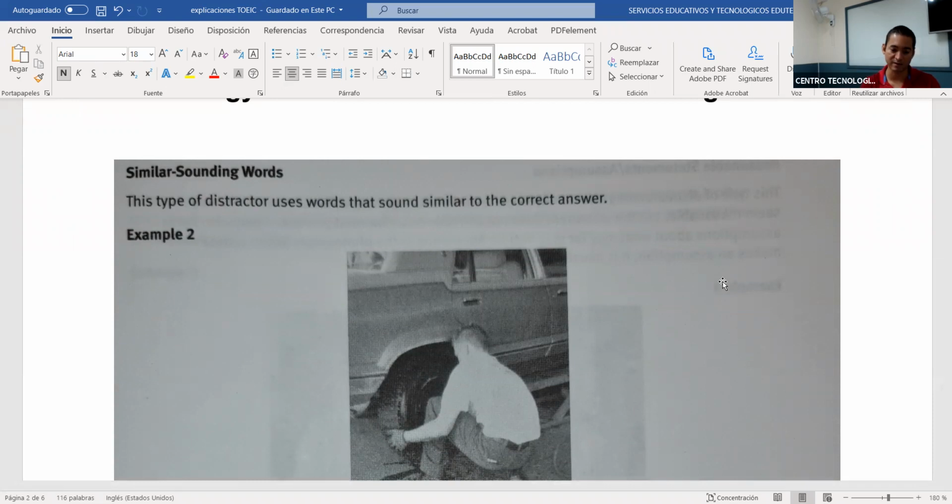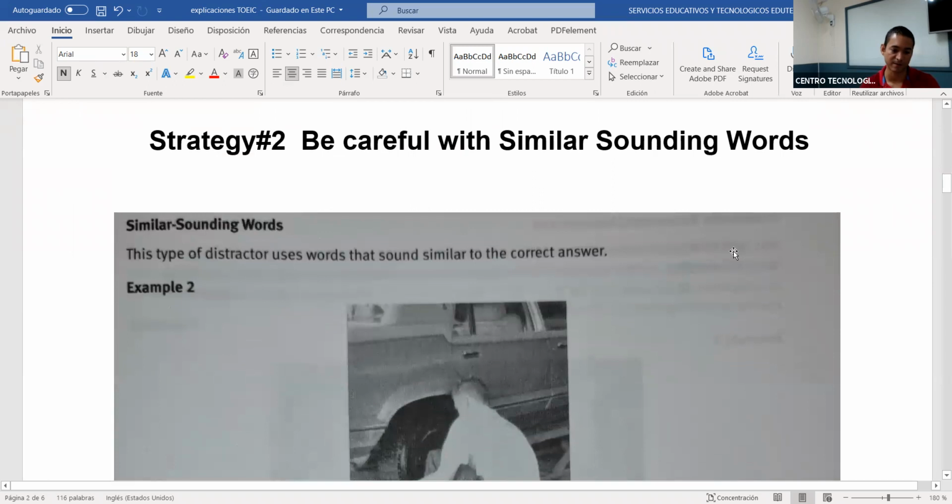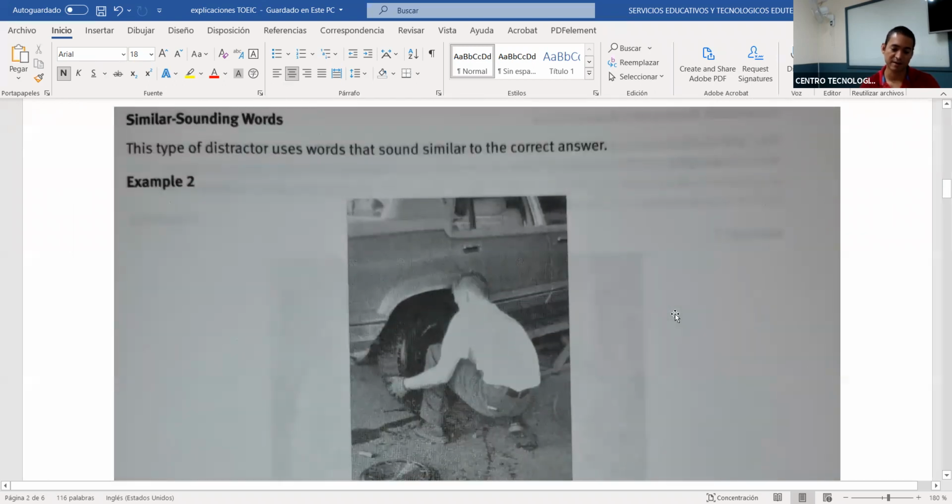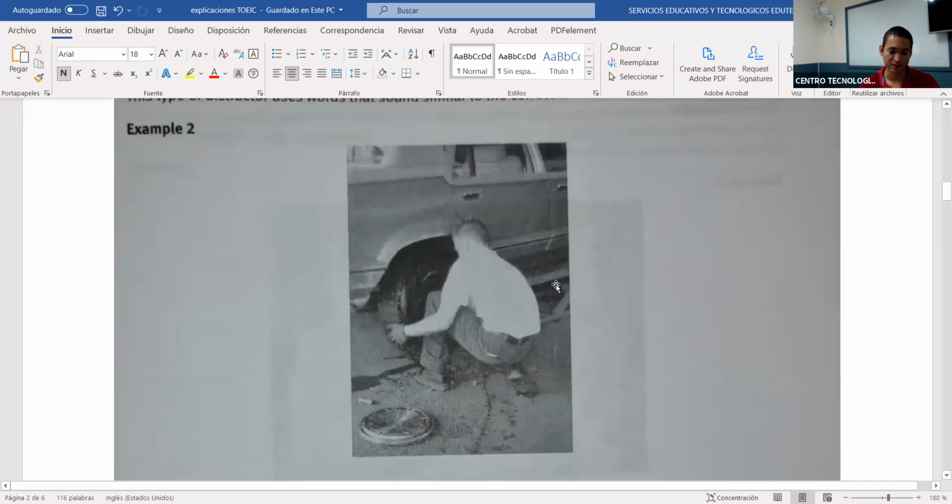And those similar sounds do not correspond actually to the picture description. So let's see some. Let's identify the elements first. We have a car. Okay, yeah, this is a tire. We have probably a person, a mechanic. Now let's see the action. He's trying to fix the tire. Okay, that's the only action that I can see here.